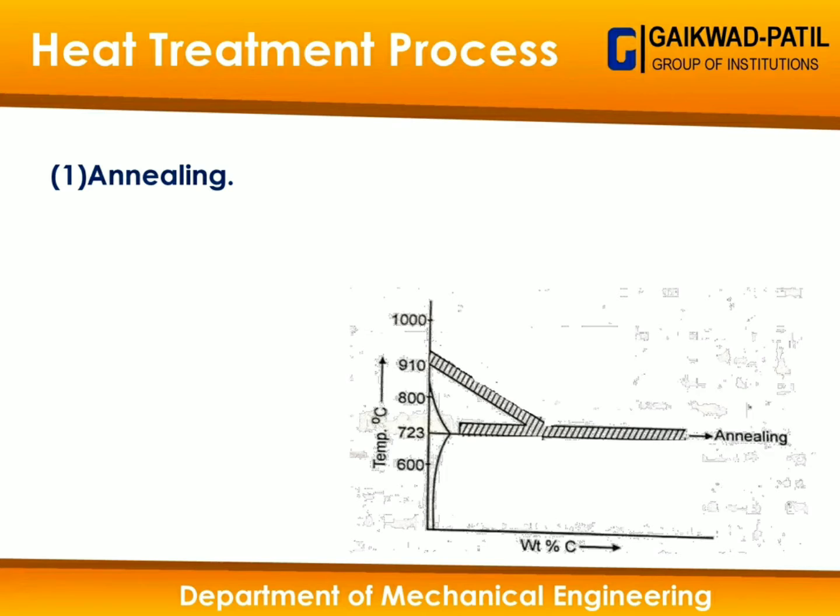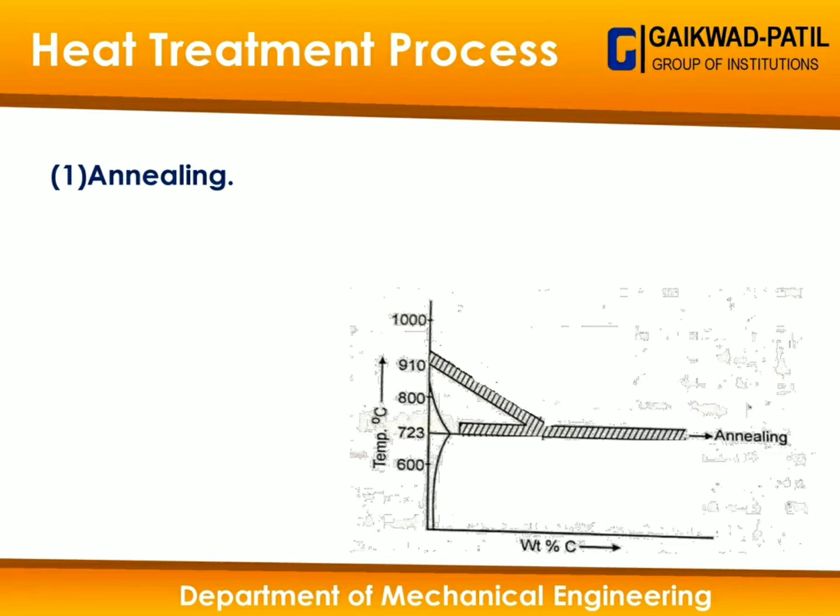Now, in the annealing heat treatment cycle, we need to heat the metal to above its austenization temperature, like 910 degrees centigrade, and then allow it to cool down to 723 degrees centigrade. That temperature is also called the critical temperature. At this temperature, we need to keep the metal in an isothermal condition for about 1 to 2 hours. And in between this annealing cycle, the metal gets resolved.